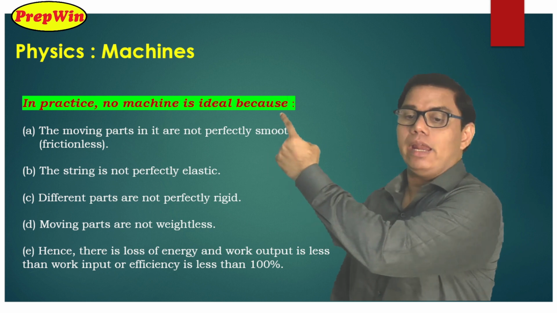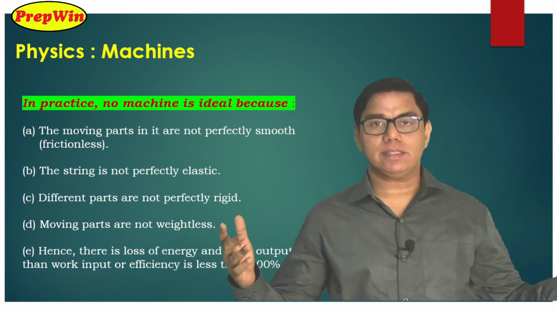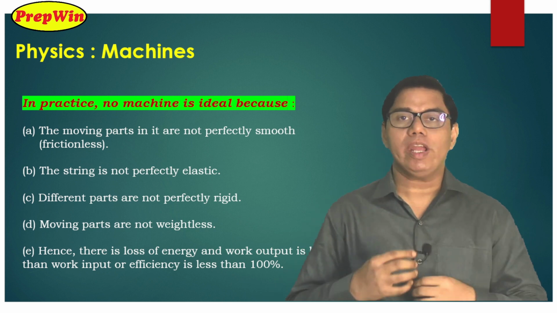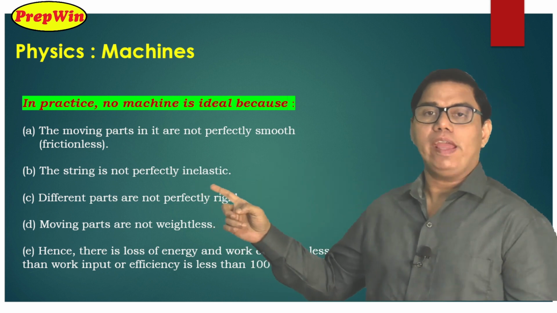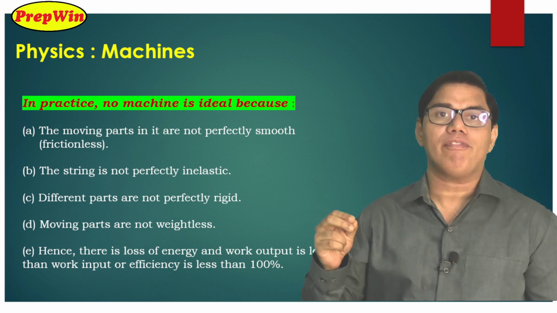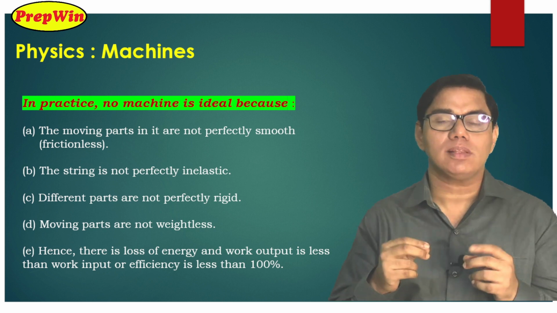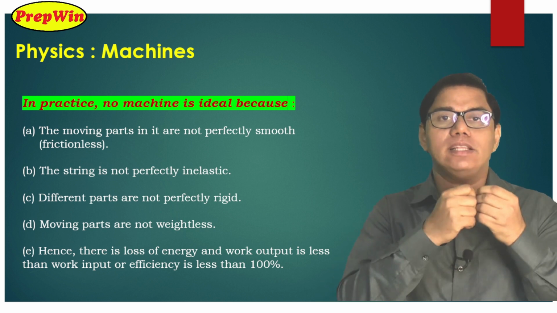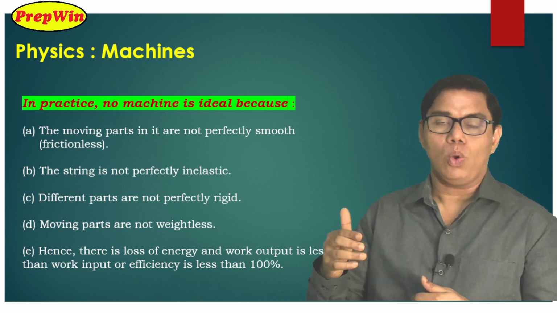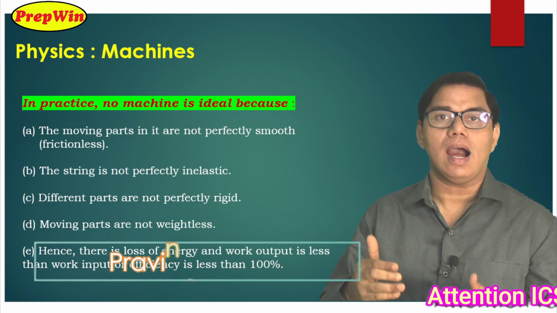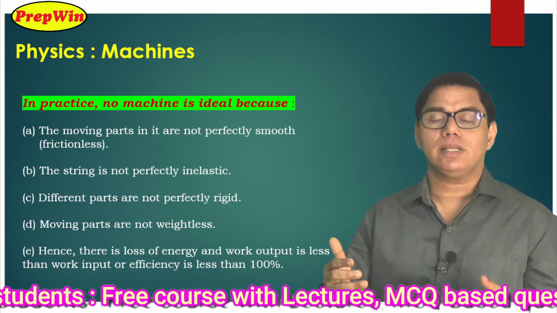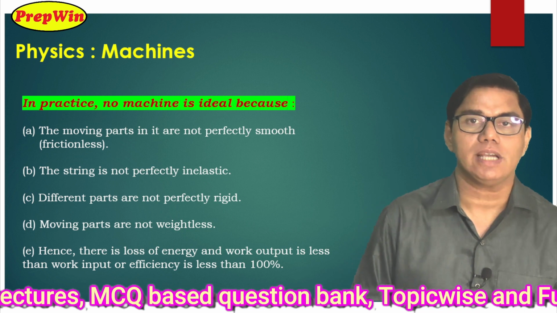See this statement here: in practice, no machine is ideal. That proves my statement that an ideal machine is just a myth. It is not a reality. In reality, there are moving parts in the machine. Secondly, if we are using any wires or string in our machine, that wire or string is not perfectly inelastic. This means the cables, wires or strings which we are using in a machine tend to stretch, and because of this stretching there is a loss of energy and loss of work output, which results in efficiency less than 100%. So the efficiency of a practical machine is again less than 100% because of the strings, wires or cables used in our machine.